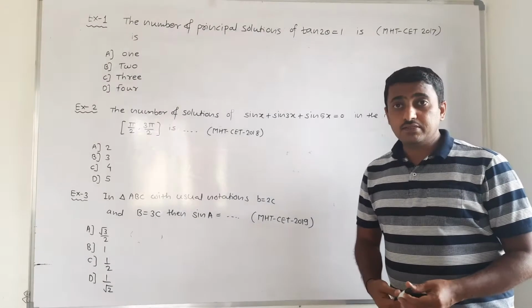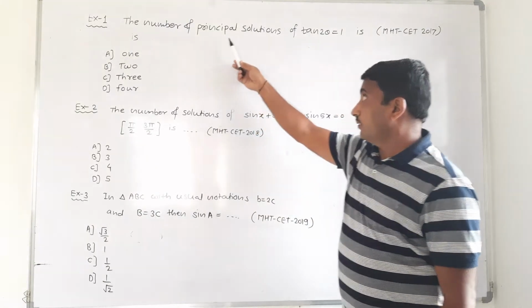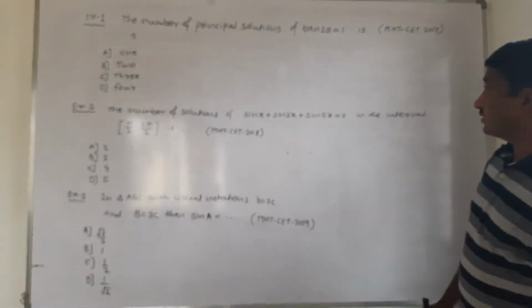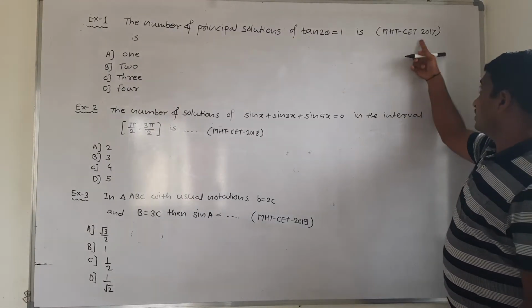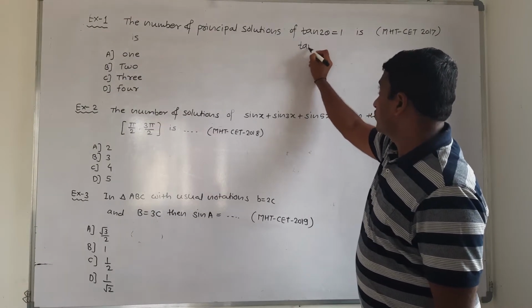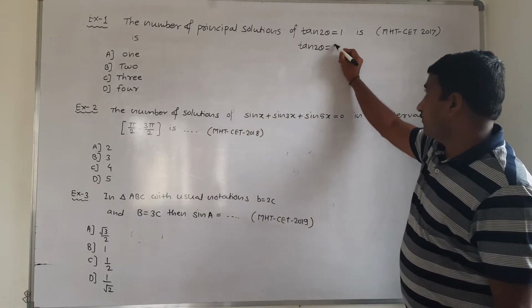Some more examples on trigonometric functions. First example: the number of principal solutions of tan 2 theta is equal to 1 is dash dash. This question was asked in MHT CET 2017. Now I write tan 2 theta is equal to 1, that is the value of tan pi by 4.